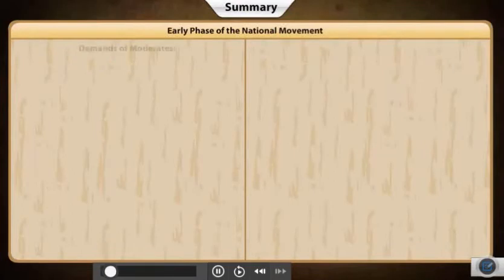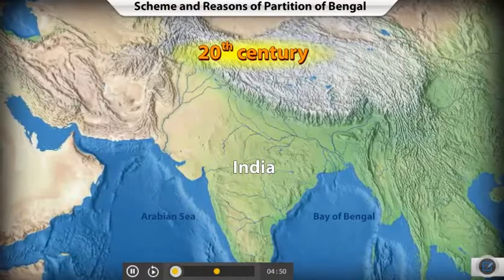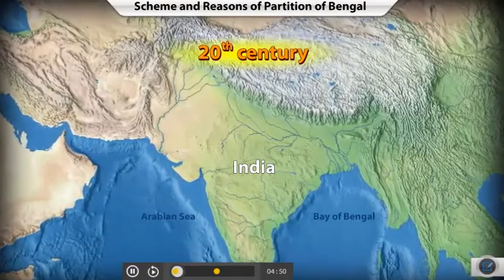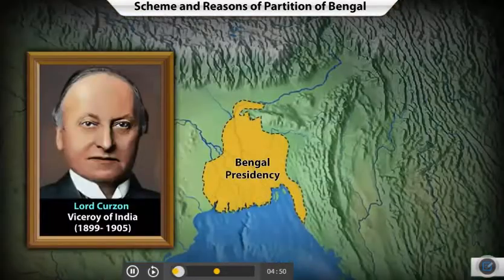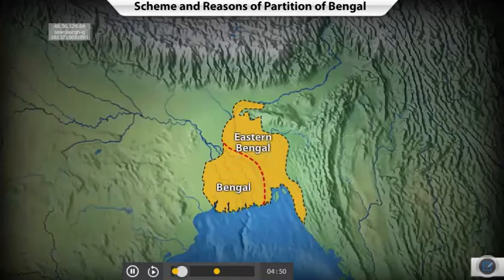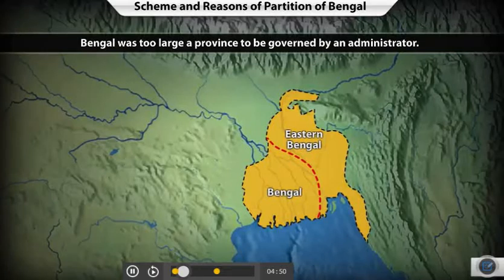Let us summarize the main points covered in this session. The 20th century ushered in a change in the political history of colonial India. Lord Curzon, the then Viceroy, decided to divide the province of Bengal into two, Bengal and Eastern Bengal. The reason given was that Bengal was too large a province to be governed by an administrator.